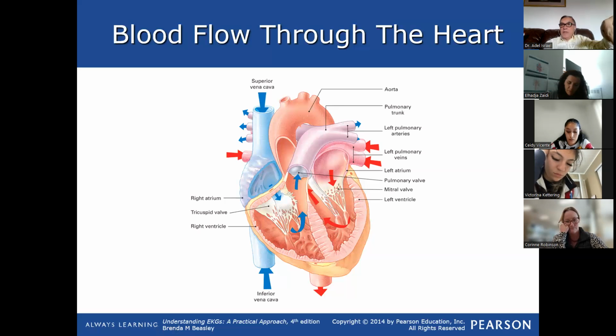We have a valve, like we learned last lecture, that allows the blood in one-way direction. You see this arrow? So what is the direction? From the atrium to the ventricle. Okay? From right atrium to right ventricle, through what? Through the tricuspid valve.